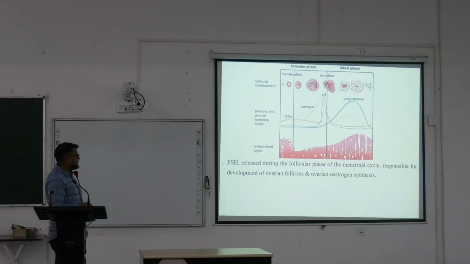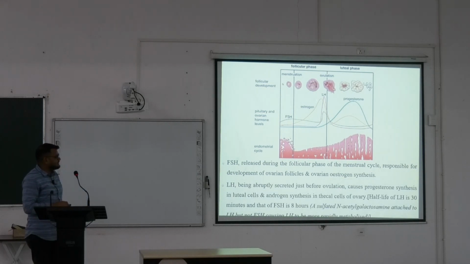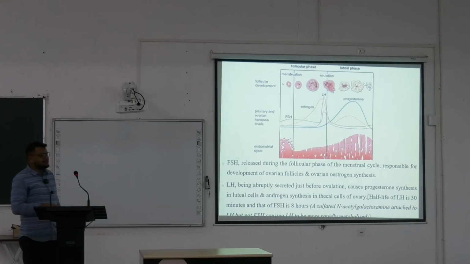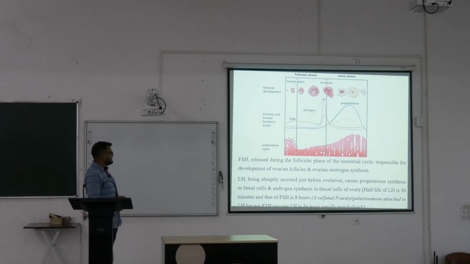FSH is released during the follicular phase of the menstrual cycle, responsible for development of ovarian follicles and ovarian estrogen synthesis. When does LH come? There is an LH surge before the ovulation. You know there is LH surge before ovulation. LH being abruptly secreted just before ovulation causes progesterone synthesis in the luteal cells.